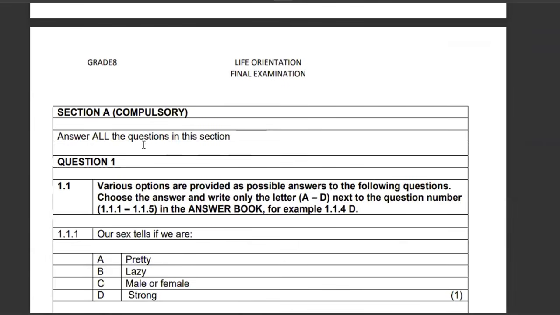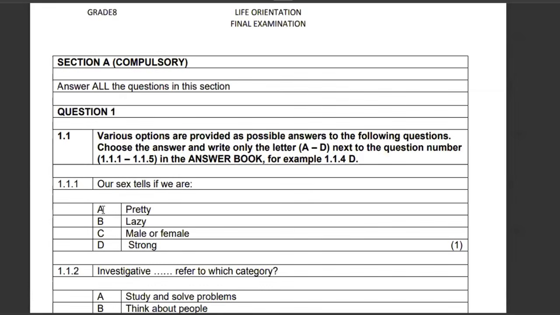Section A is a compulsory section where you are required to answer all questions, like what I said before. Various options are provided as possible answers to the following questions. Choose the answer and write only the letter A to D next to the question number. For example, 1.1.1. Question number 1 reads, our sex tells that we are.